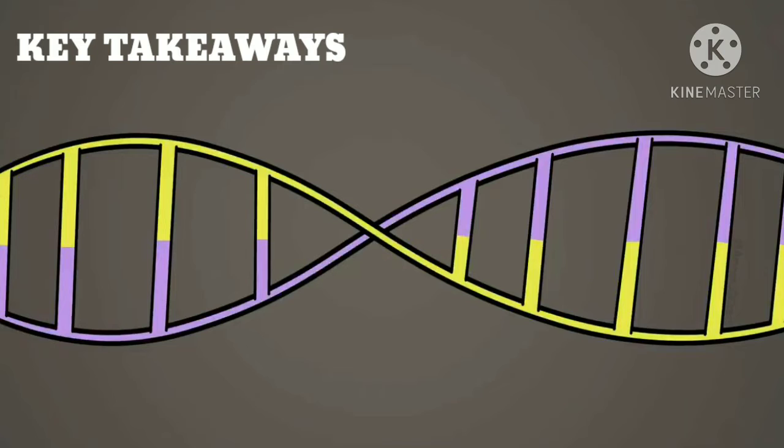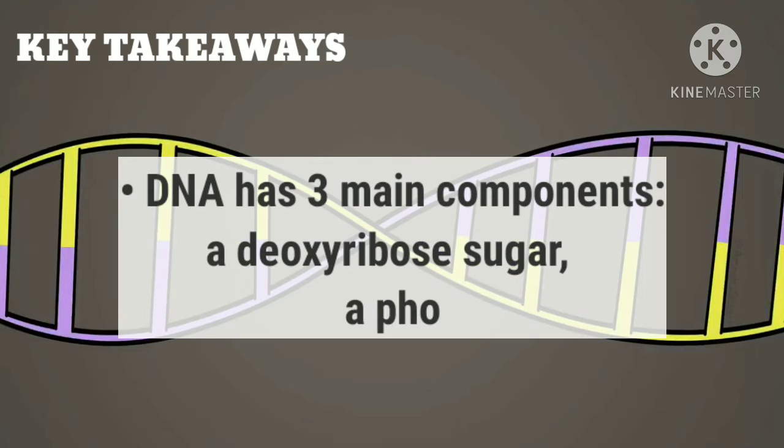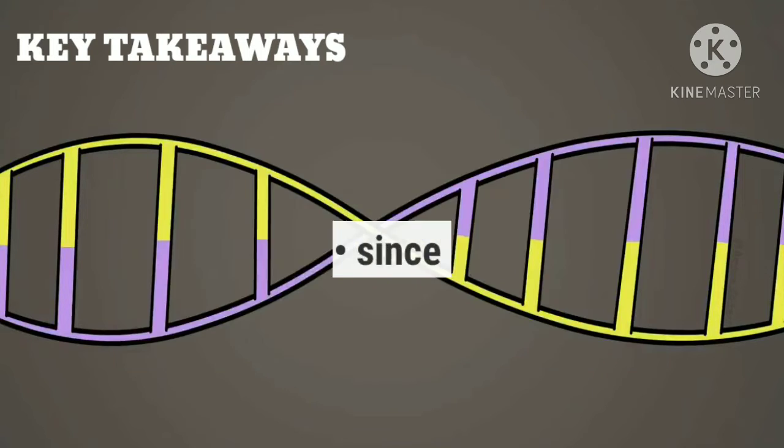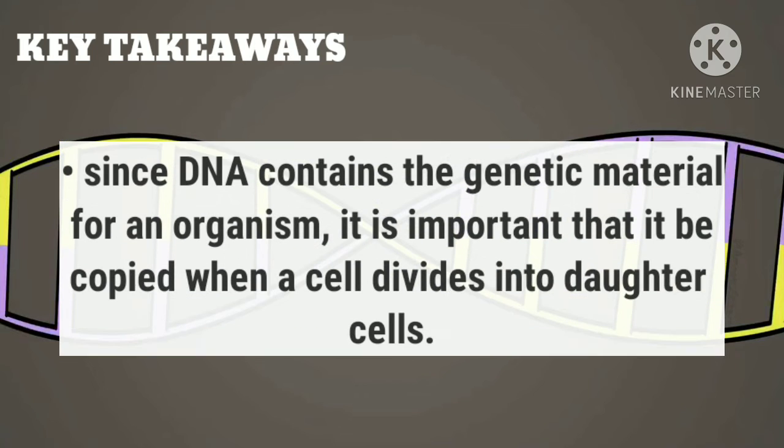Key takeaways for this discussion. Deoxyribonucleic acid, commonly known as DNA, is a nucleic acid that has three main components: a deoxyribose sugar, a phosphate, and a nitrogenous base. Since DNA contains the genetic material for an organism, it is important that it be copied when a cell divides into daughter cells. The process that copies DNA is called replication.